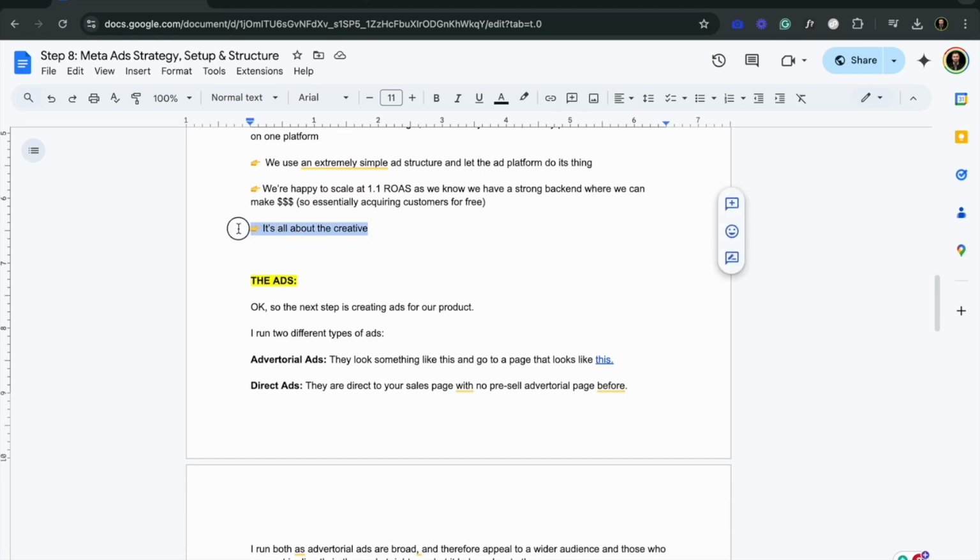And then lastly, it's all about the creative. Okay, this is super, super important. We have a simple ad account structure because we focus mainly on the creative. I see a lot of people with a lot of ad accounts, and it's just so overcomplicated.